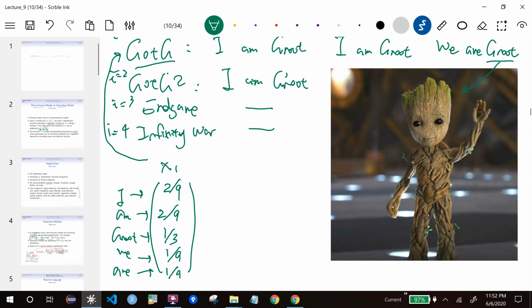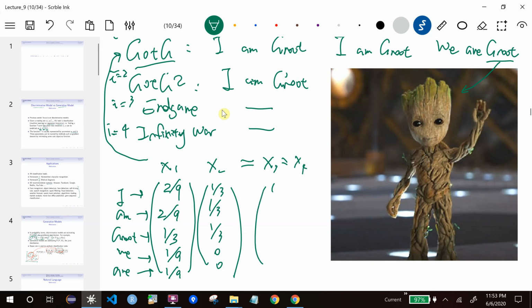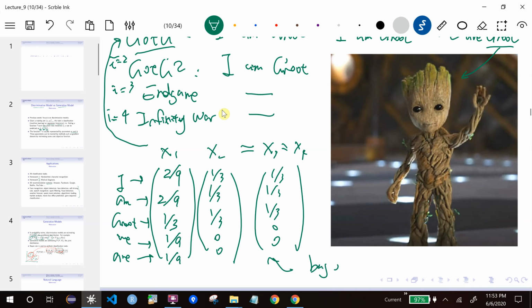So that corresponds to the first document. And then our feature 2 is going to be the same. I am Groot, there are only 3. So I is 1/3 of the time, am 1/3, Groot 1/3, and 0, 0. And say X3 and X4, they are the same as X2. So they are all 1/3, 1/3, 1/3, 0, 0. So this is basically called bag of words. Well, I guess it's a very simple idea. And with this example, I think you know how to convert these things into features.